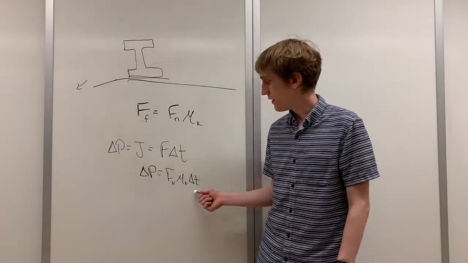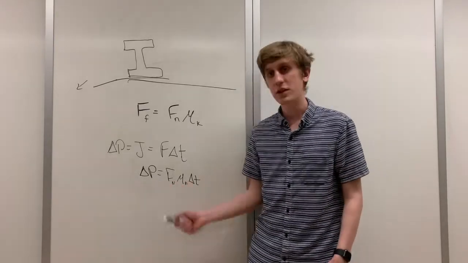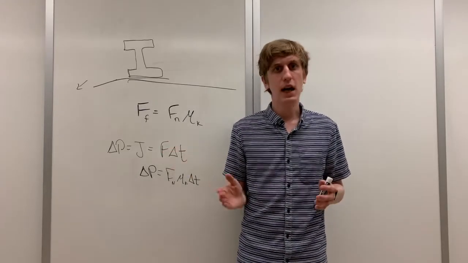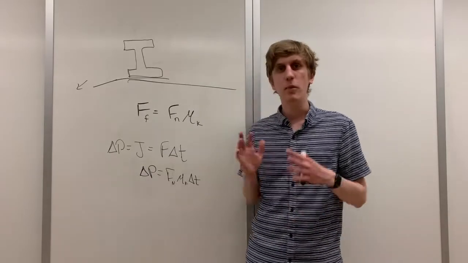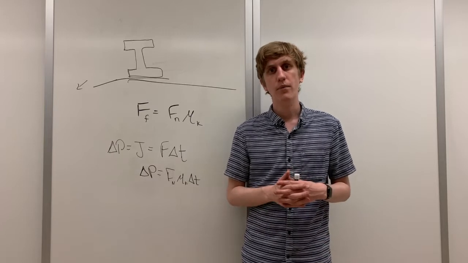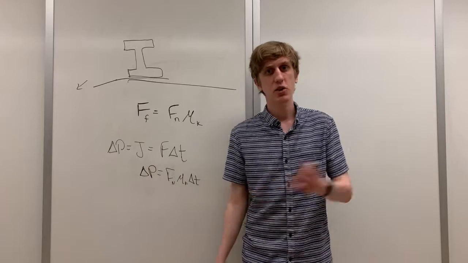If we do it very fast, in other words, if delta t is very small, then this delta p will also be very small, and the weight will only move a tiny bit. Whereas if we take our time, delta t will be very large, and so delta p will be very large as well. This corresponds to the case where the weight is given enough momentum that it just slides right off the table.